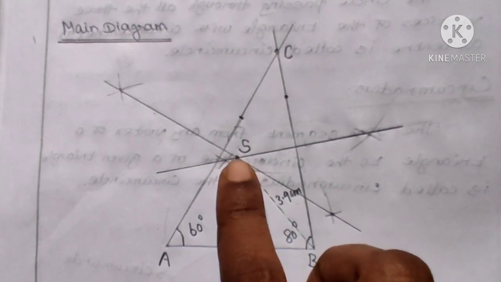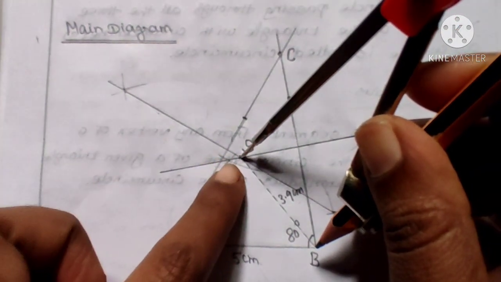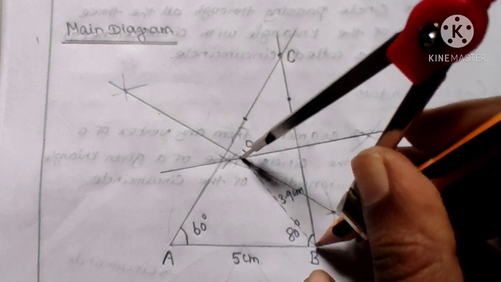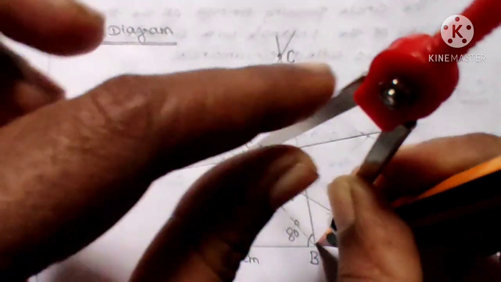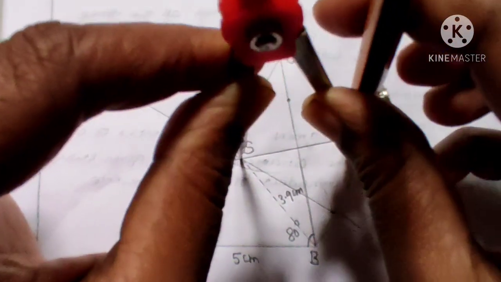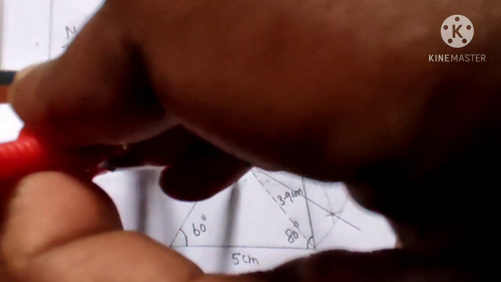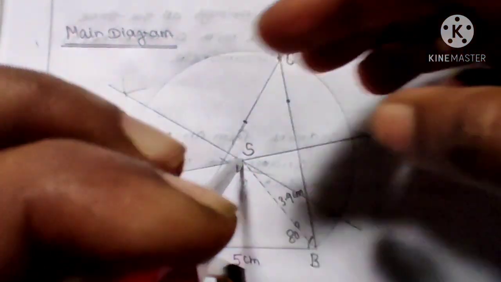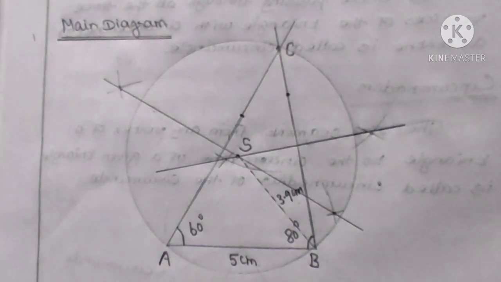Note that point S. Now we use the compass. With S as the center, keep the compass tip on point S and the pencil tip on point B. Now you rotate the compass. All the points of the triangle are joined. We get the circumcircle. This is the circumcircle.